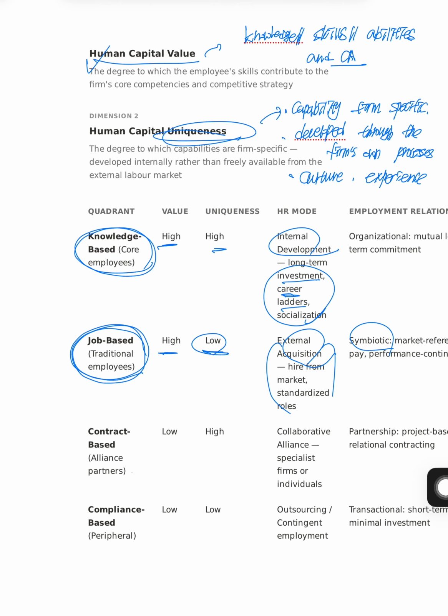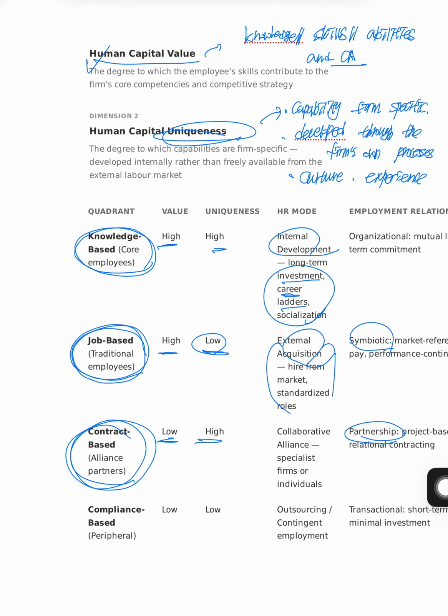The next quadrant is contract-based alliance partners. The value is low, uniqueness is high. So in HR mode, the collaborative alliance is partnering with specialist firms or individuals. So the relationship is that partnership is important. It's a project-based relational contract as well.